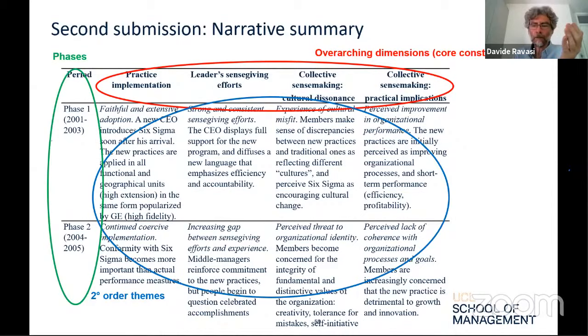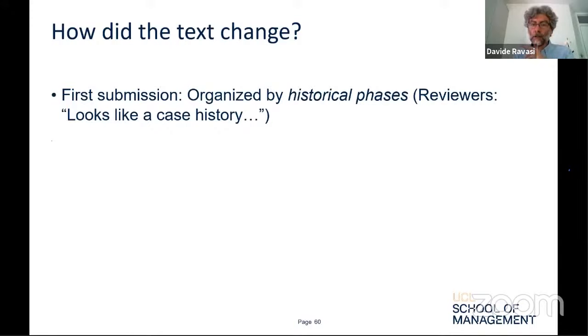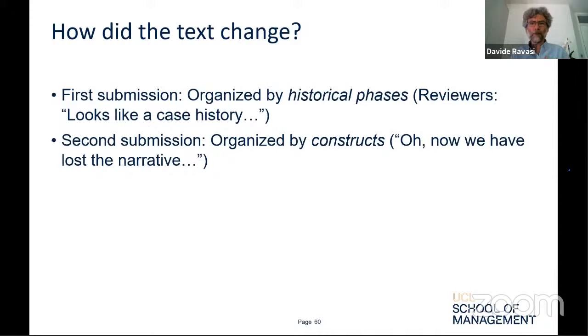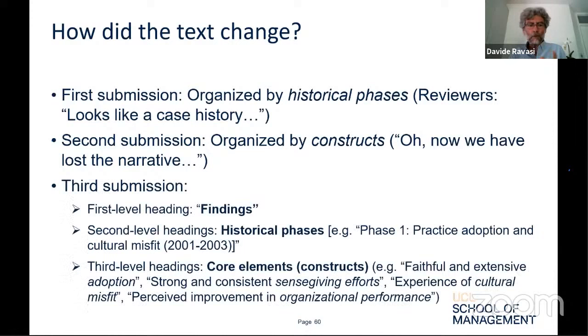The text changed. In the first submission, it was organized by historical phases and reviewers were like, okay, it looks like a case history. Second submission, organized by concept. It's like, well, but now we don't understand the narrative anymore. So in the third submission, we had first level heading, findings. Second level headings for historical phases: phase one, practice adoption, cultural misfit; phase two; phase three. Then the third level headings for each phase, we had the core elements.